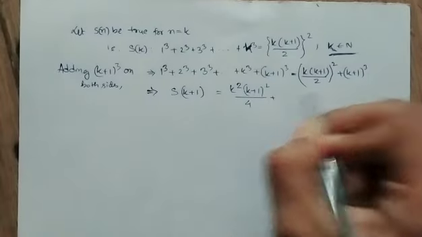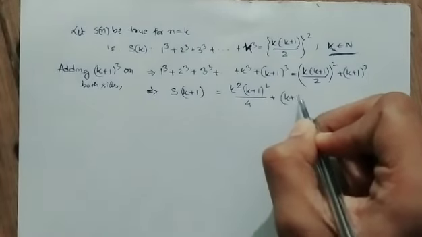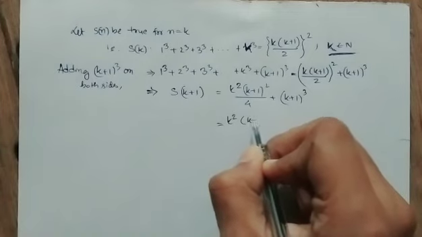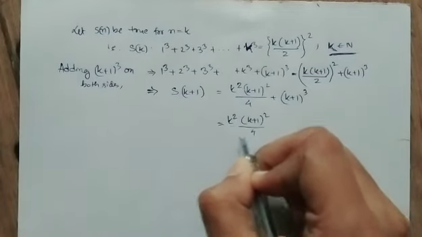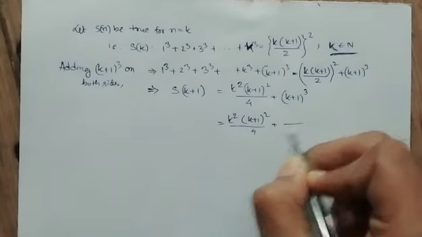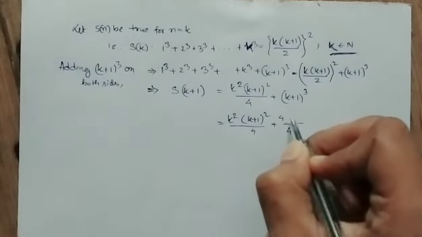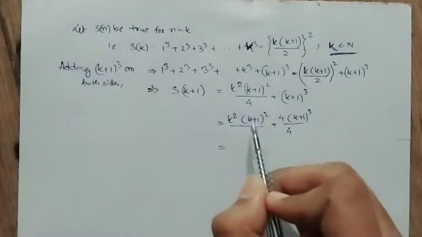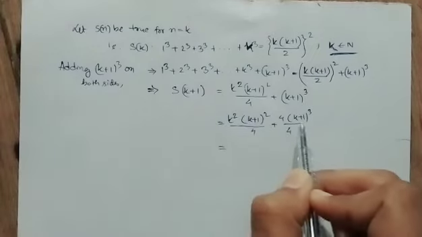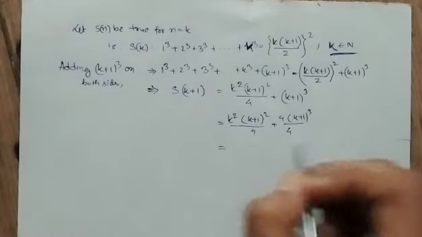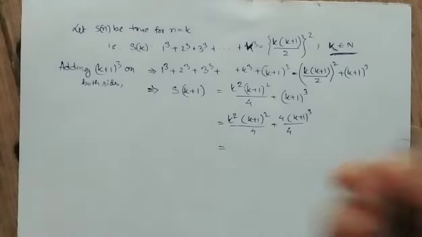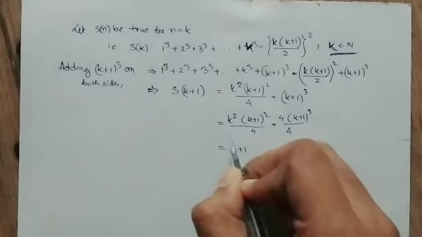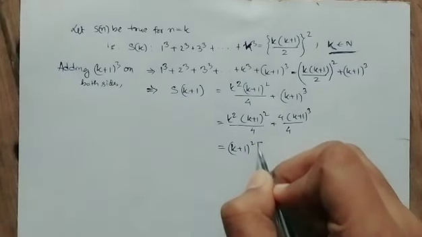It is 4, right? Plus (k+1) cube. So now we will take the LCM, (k+1) square by 4. We need to take the LCM now, 4(k+1) cube. If you notice, (k+1) square is common in both the terms. So we will take (k+1) square common.